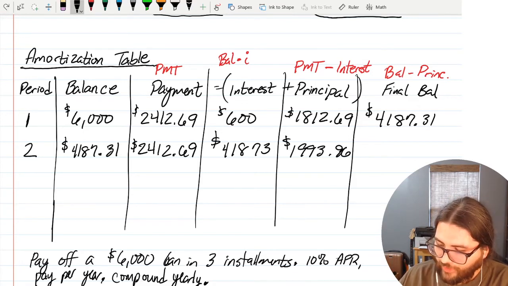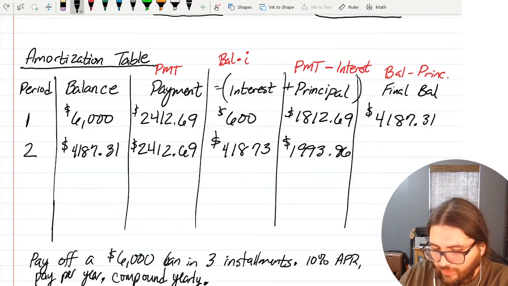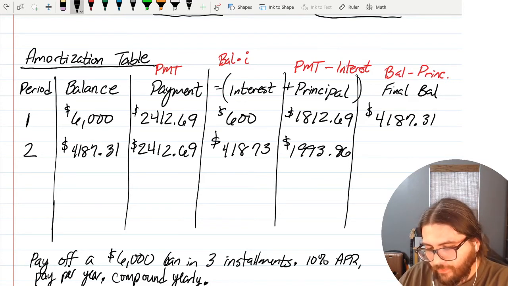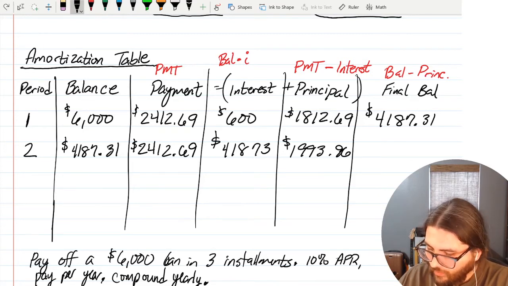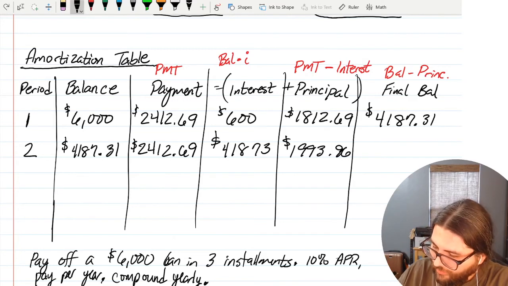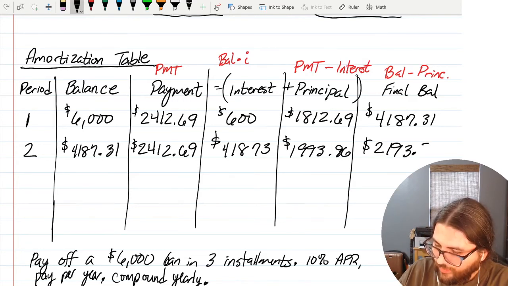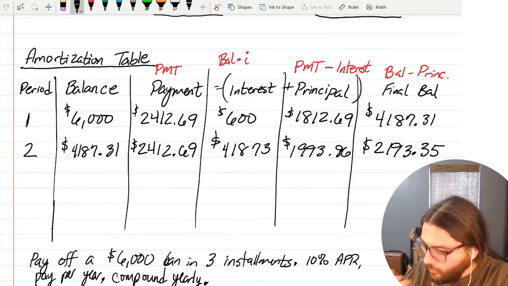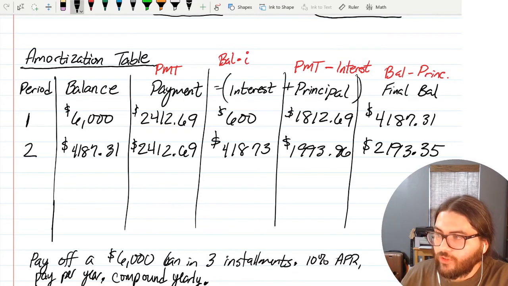To calculate that final balance, I'll take my initial balance, 418731, minus my principal, 199396. My calculator says $2,193.35. Okay, 2 payments out of 3, just one more.